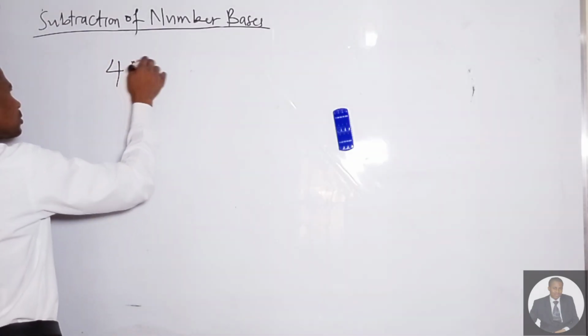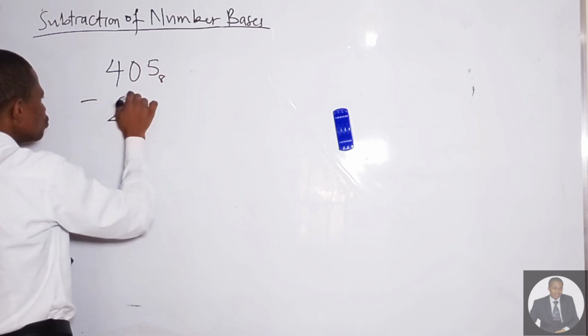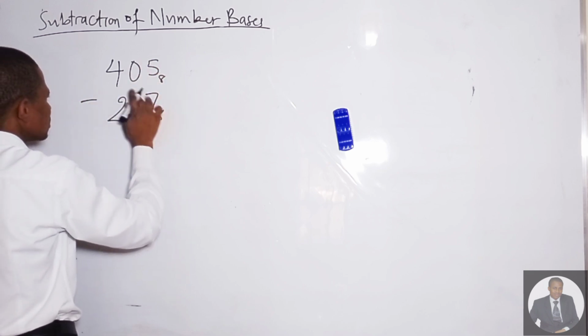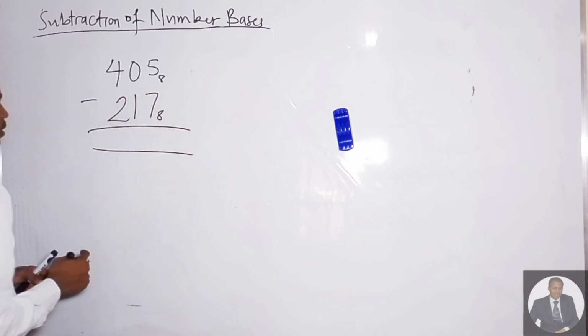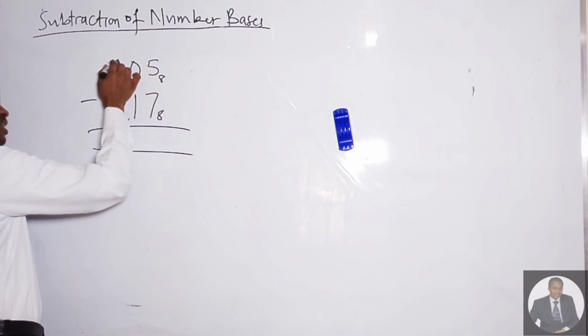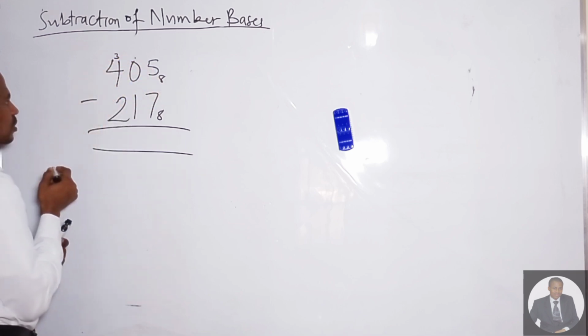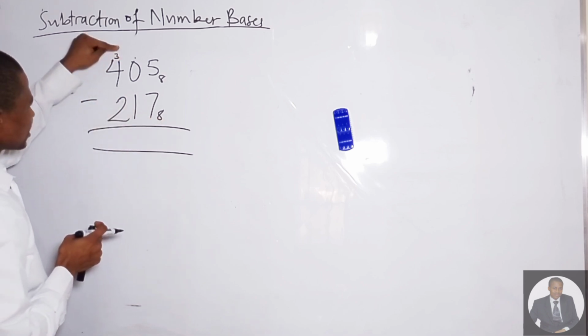405 base 8 minus 217 base 8. We cannot take 7 away from 5, so we borrow 1 from here to be here. This one will remain 3. That one will be 5. Since it's in base 8, it represents 8.